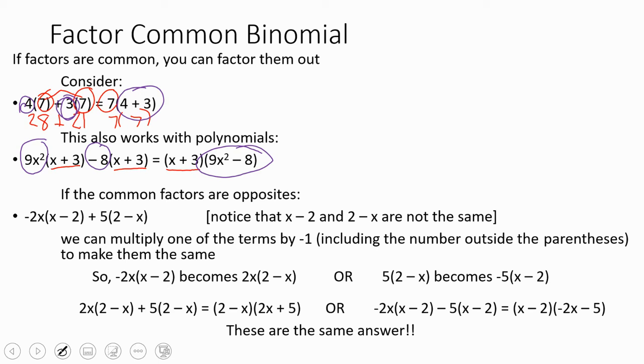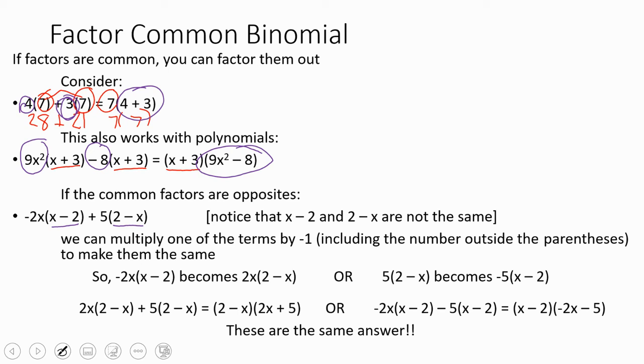If the common factors, meaning what's inside the parentheses, are opposites, like here you have x minus 2 and 2 minus x. Notice x minus 2 and 2 minus x are not the same thing, right? If that was addition, you could say x plus 2, 2 plus x, and it's the same. Subtraction doesn't work that way. We know that. So those are not the same thing. Those are actually opposites. One of them will equal positive, the other one will equal negative.